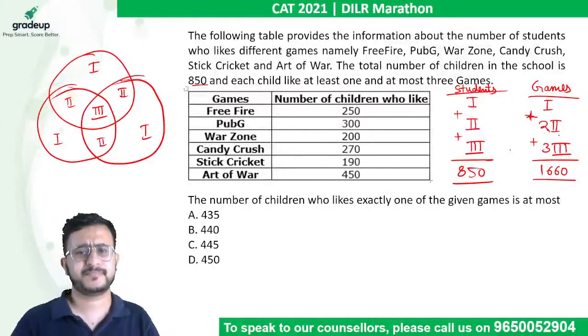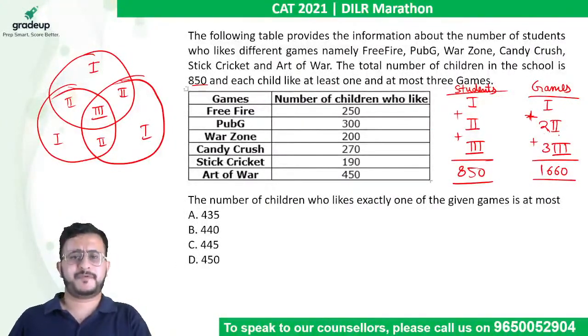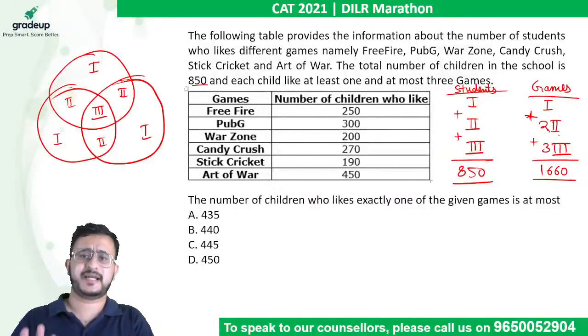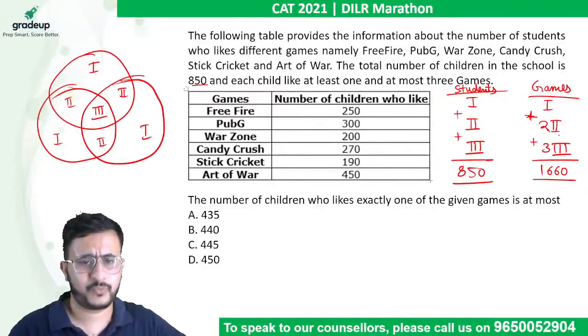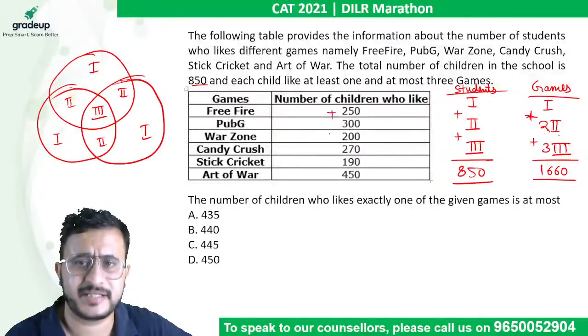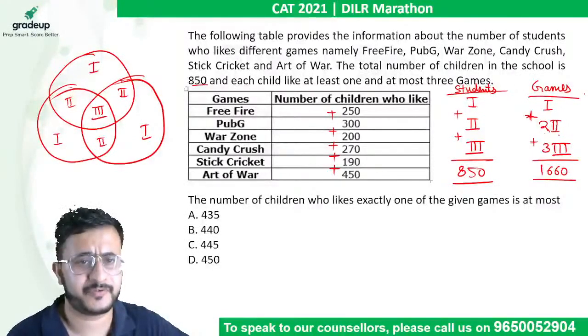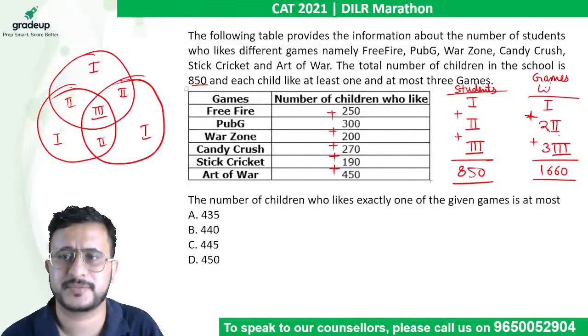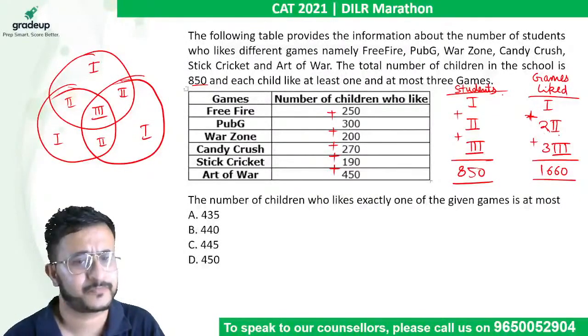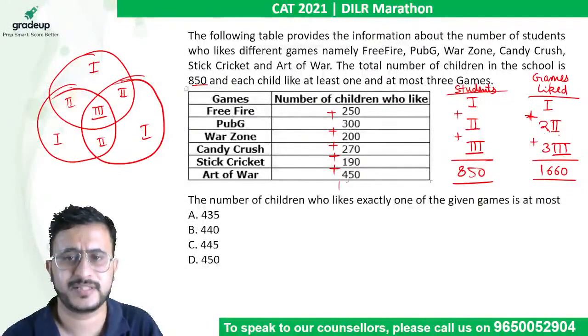Okay. Now, if you have to find the number of children who like exactly one of the games is at most, right? How is 1660 calculated? Just add these values, right? It is about the number of games liked. This is the number of students. This is talking about how many games are liked by these students. So we just added this. We got 1660.